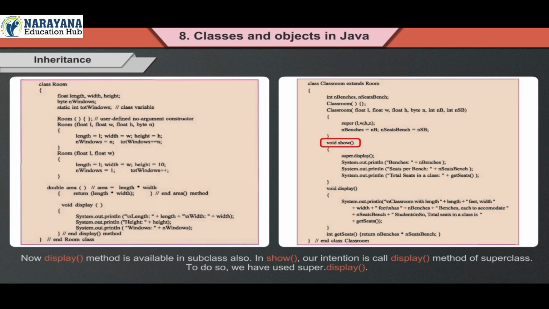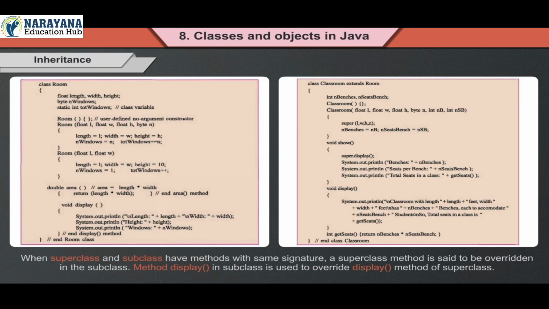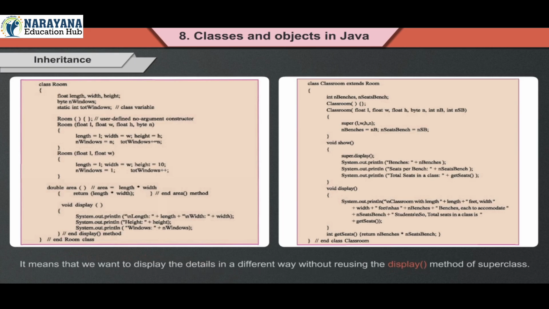In show, our intention is to call the display method of the superclass. To do so, we have used super.display. When superclass and subclass have methods with the same signature, a superclass method is said to be overridden in the subclass. Method display in the subclass is used to override the display method of the superclass. It means that we want to display the details in a different way without reusing the display method of the superclass.